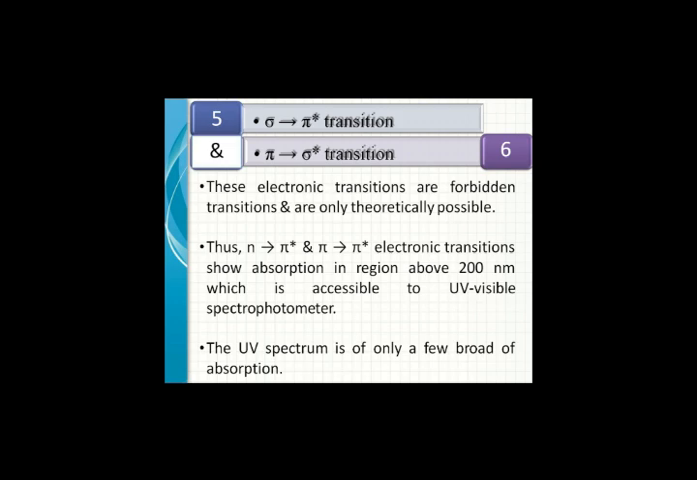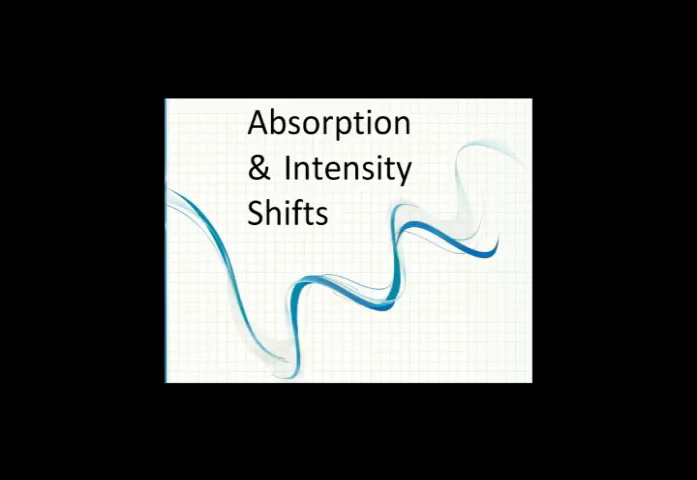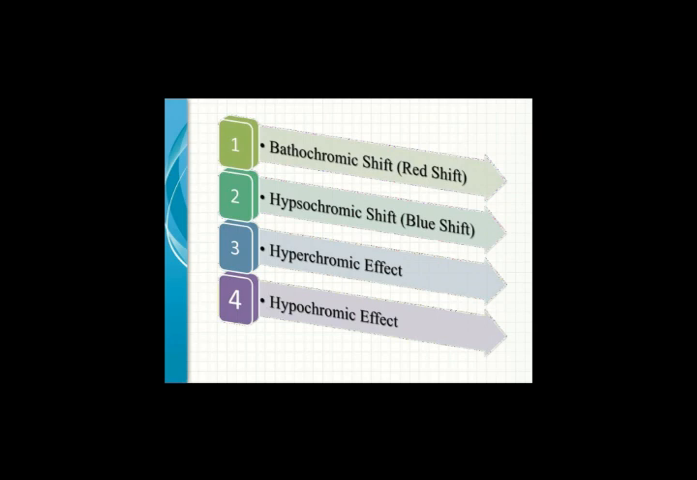The ultraviolet spectrum shows only a few broad bands of absorption, and there are shifts in absorption and intensity. There are 4 types of absorption and intensity shift. First one, bathochromic shift, is known as red shift. Second one, hypsochromic shift or blue shift. Third one is hyperchromic effect, and fourth one is the hypochromic effect.